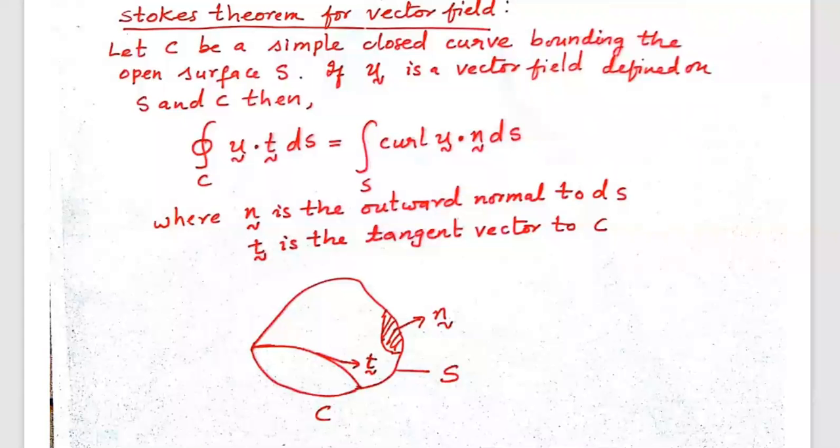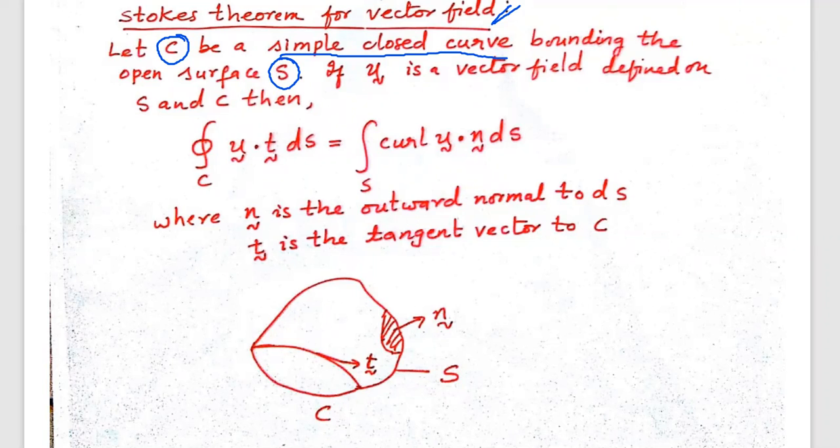Hello students, in today's class let us learn Stokes theorem, that is conversion of a line integral to a surface integral. Okay, now Stokes theorem for a vector field. Now what is Stokes theorem for a vector field? Okay, so let us take a simple closed curve. Let C be a simple closed curve bounding the open surface S.